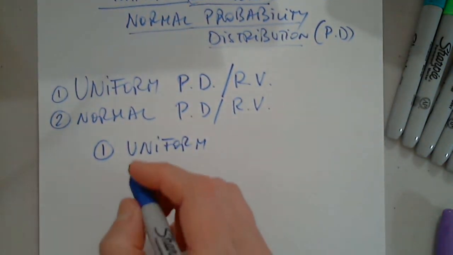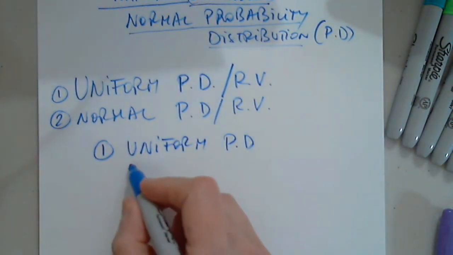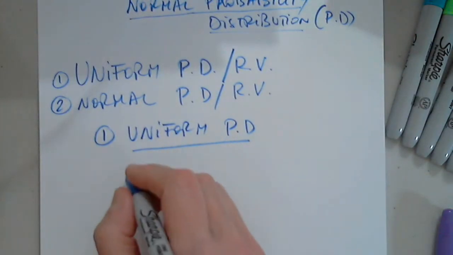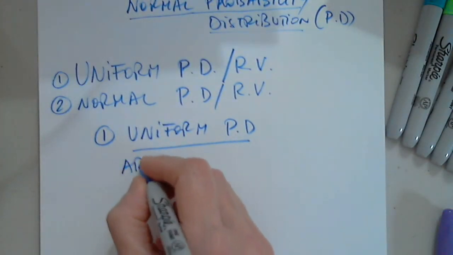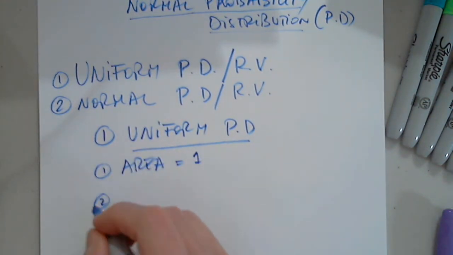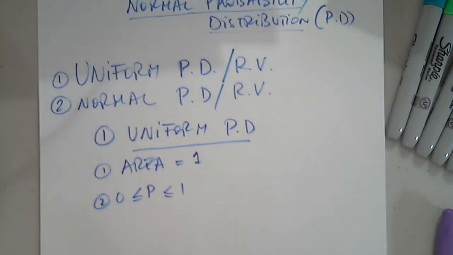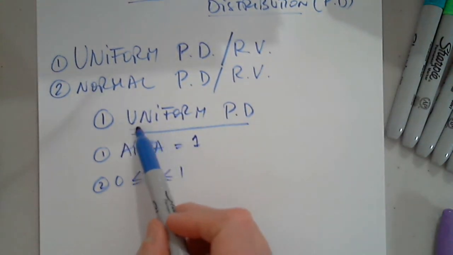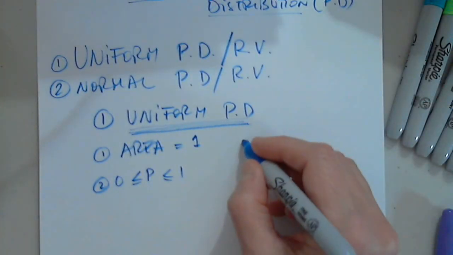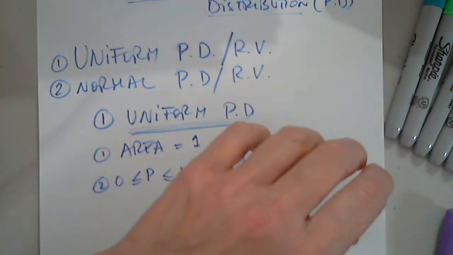So a uniform random variable, a probability distribution, same thing, very similar. Okay, a uniform probability distribution has to have an area that is 1. And it has to have probabilities, as we know, between 0 and 1. And what is characteristic to uniform? Here's a graph of a uniform probability distribution.